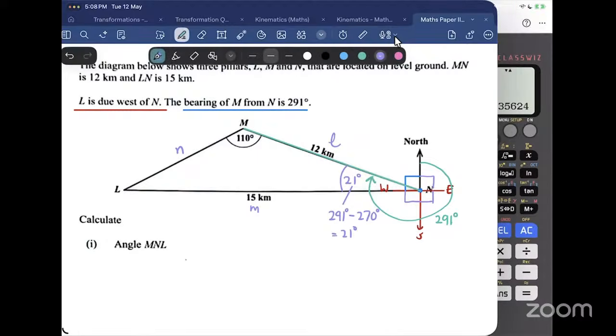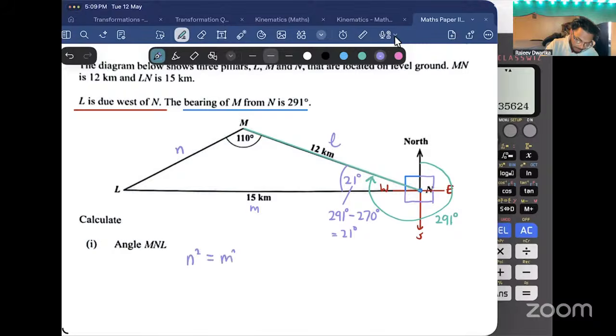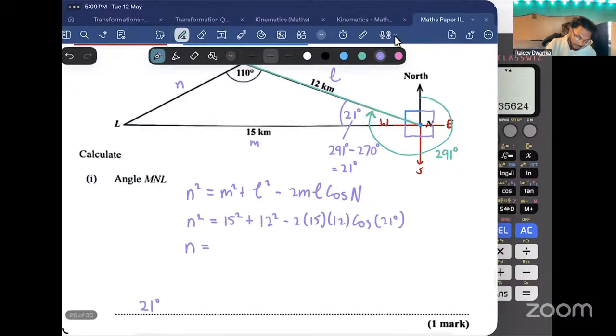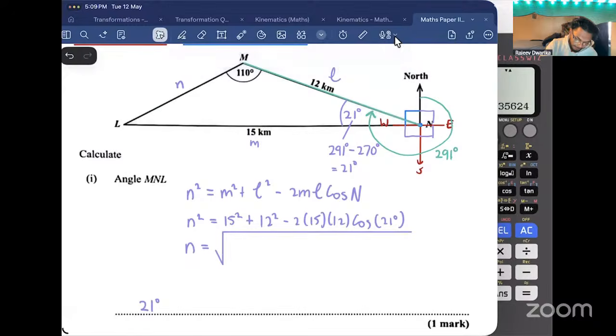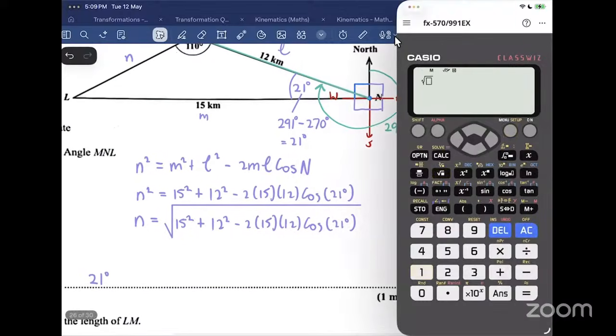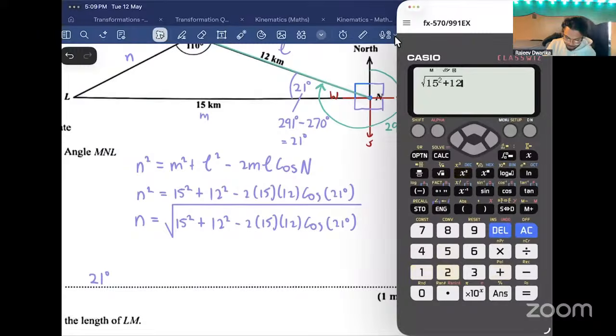If we're using the cosine rule, it's going to be n squared equals m squared plus l squared minus 2ml cosine capital N. So n squared is going to be 15 squared plus 12 squared minus 2 by 15 by 12 cosine 21 degrees. I have a Casio, so I can plug this whole thing into my calculator. I think it's 5.74. Let me see: 15 squared plus 12 squared minus 2 by 15 by 12 cosine 21.